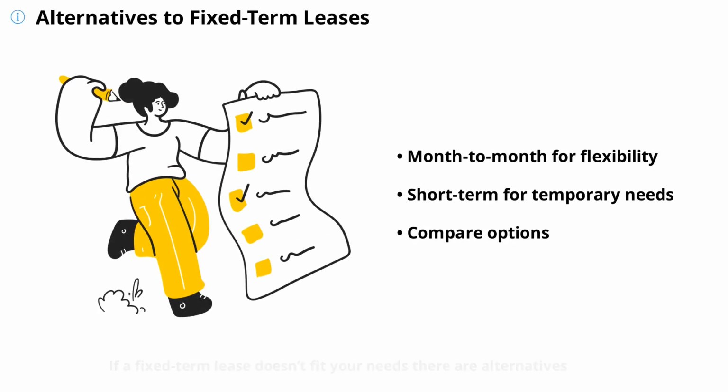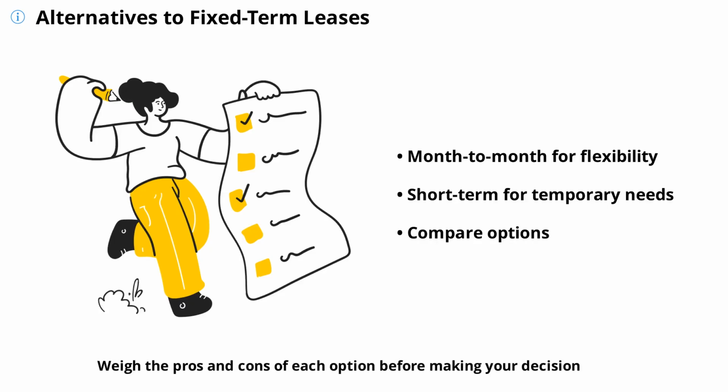If a fixed-term lease doesn't fit your needs, there are alternatives. Month-to-month leases offer more flexibility, while short-term rentals or sublets can be ideal for temporary situations. Weigh the pros and cons of each option before making your decision.